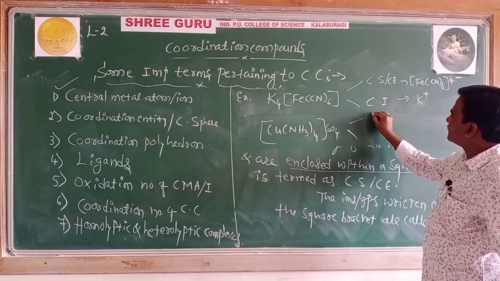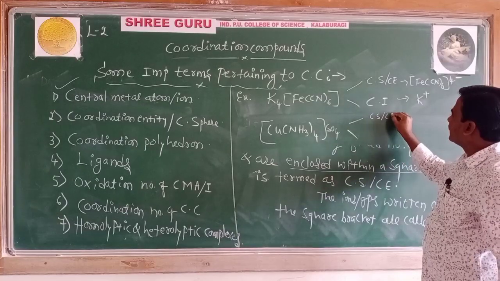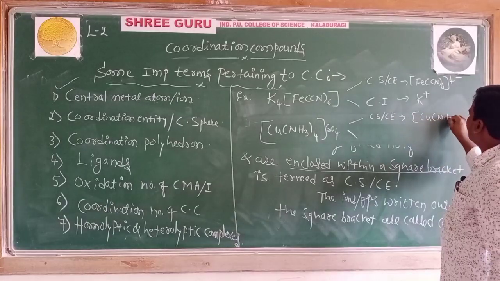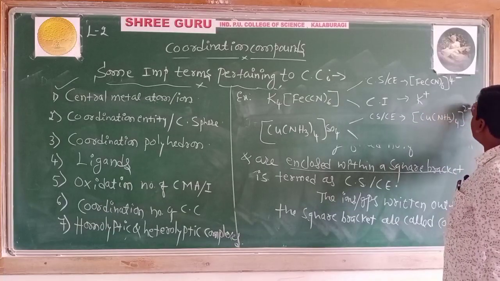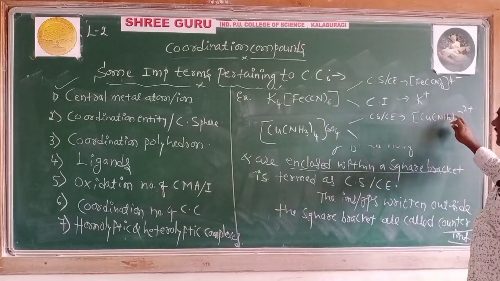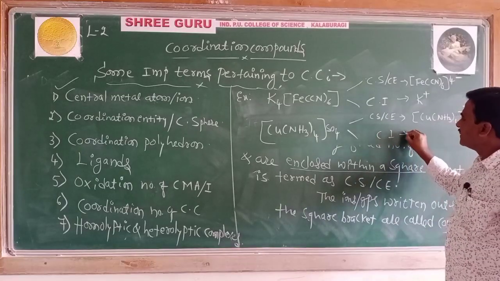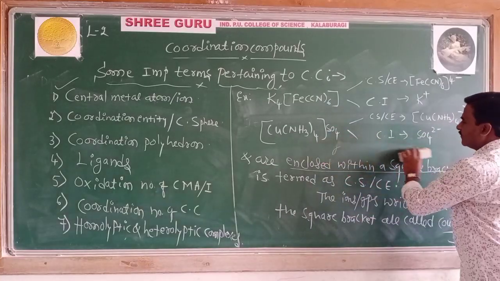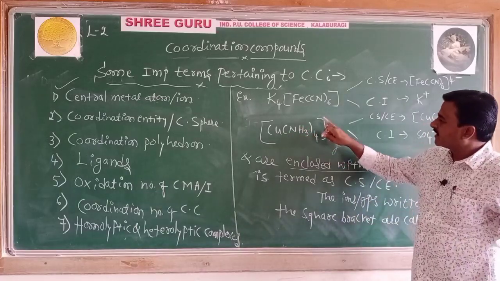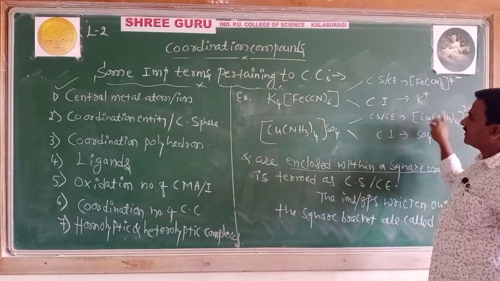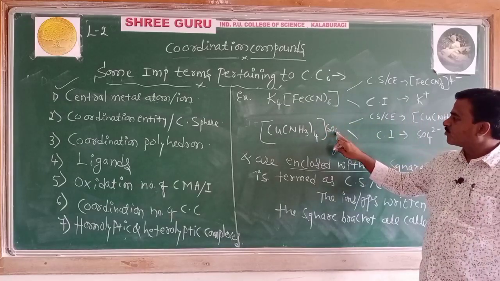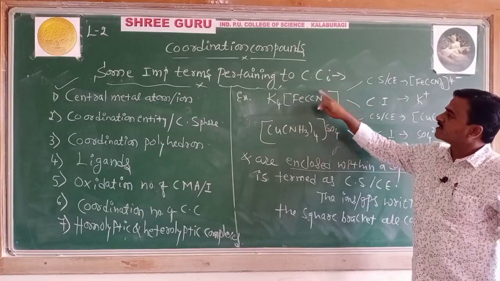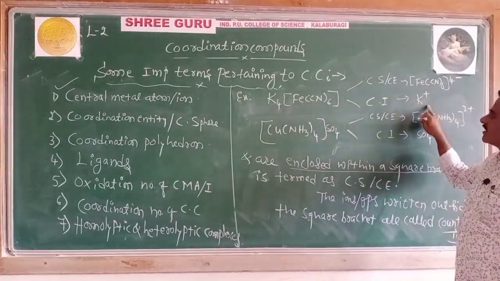So what is the coordination sphere or coordination entity of this second complex? Cu(NH3)4 2 plus is the coordination entity or sphere, and the counter ion is SO4 2 minus. So Cu(NH3)4 2 plus is the coordination sphere, SO4 2 minus is the counter ion. Fe(CN)6 4 minus is the coordination sphere, K plus is the counter ion.